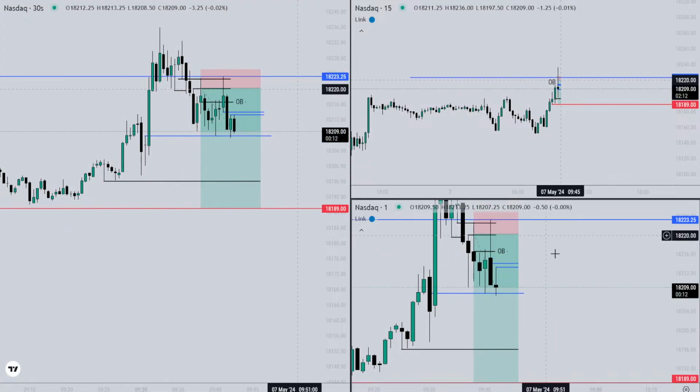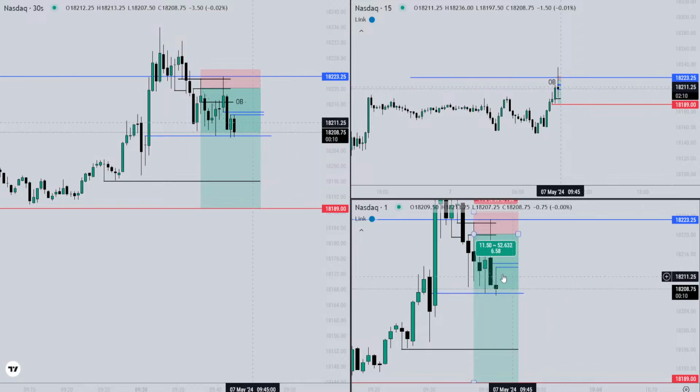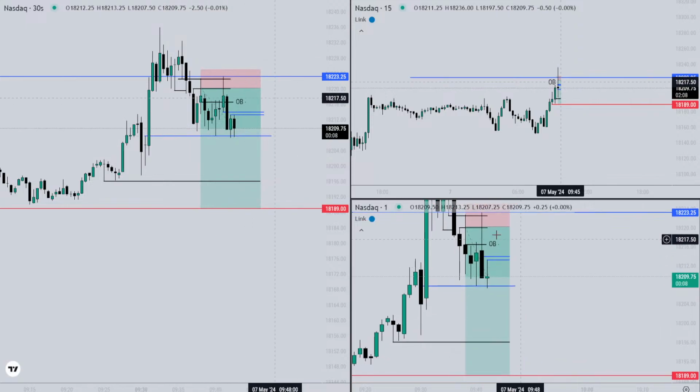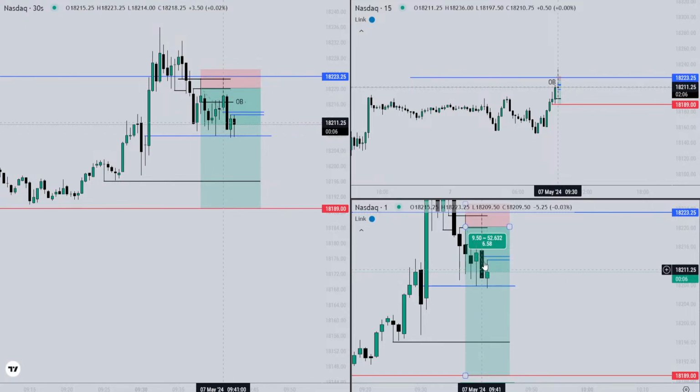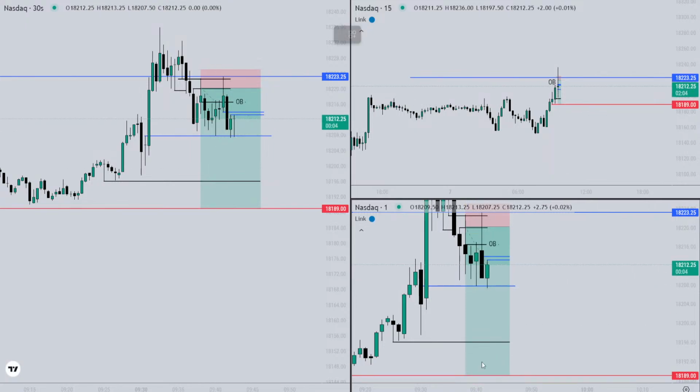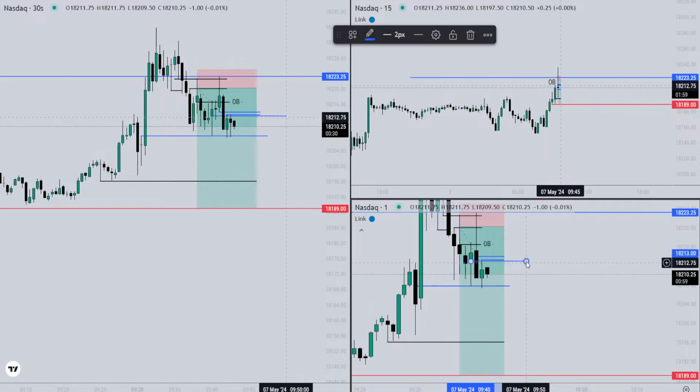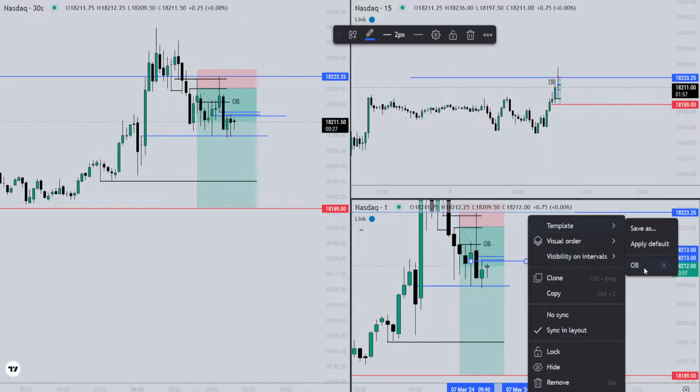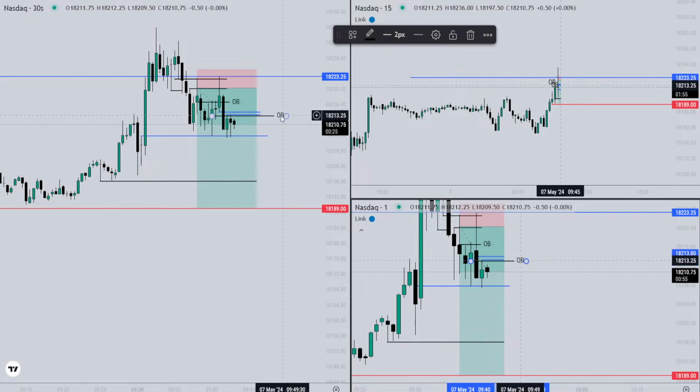If you look at my right bottom, this is the 1 minute chart. So in the 1 minute chart, what do you see? The market has traded into the order block right now. So this is the order block from the 1 minute chart. So I'm going to mark the order block as well from the 1 minute chart. So that is the line for the 1 minute order block.